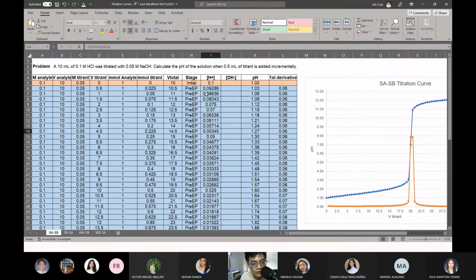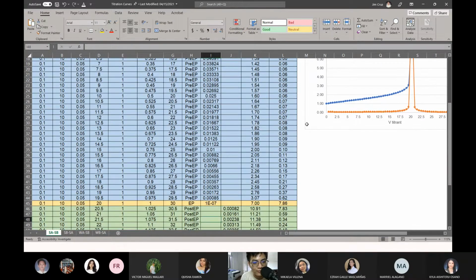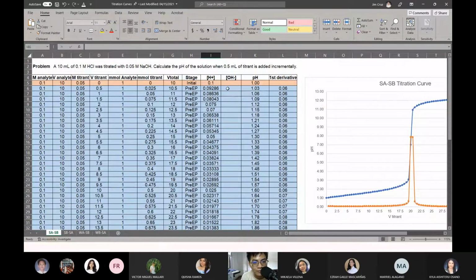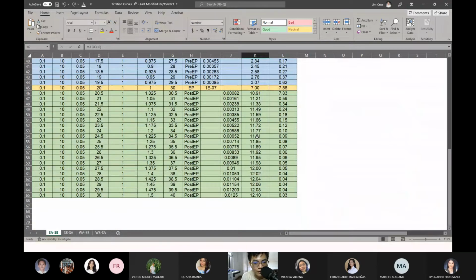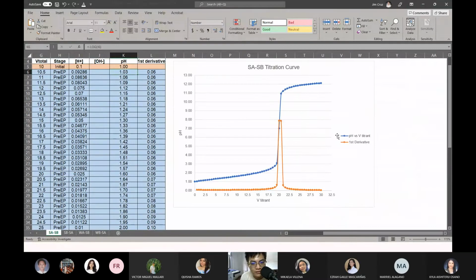Sesend ko rin to sa inyo, don't worry. Tsaka ganito din yung prob set niya para may idea na kayo. So, ganito yung itsura ng prob set ninyo. Gagawa kayo ng titration curve. Gagawin nyo yung pagkuha ng pH, of course. And then, i-graph mo siya. This is how the graph looks like.